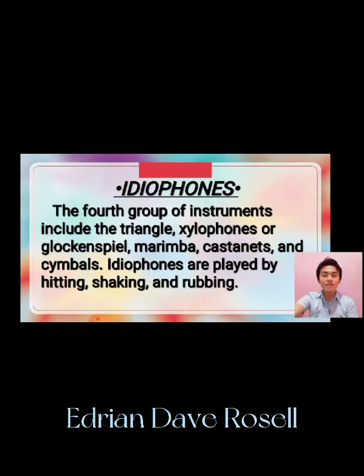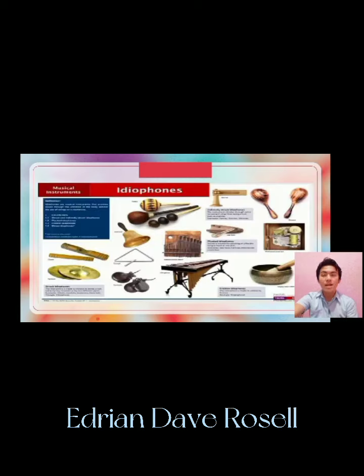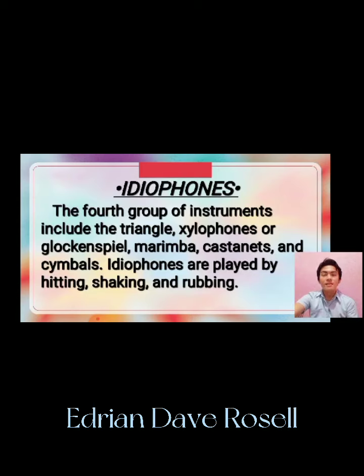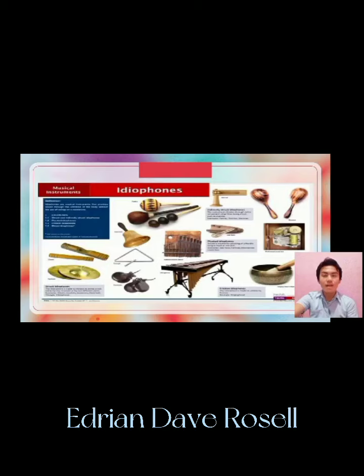The last classification is idiophones. The fourth group of instruments includes the following: triangle, xylophones or glockenspiel, marimba, castanets, and cymbals. Idiophones are played by hitting, shaking, and rubbing. So the following are examples of idiophones.